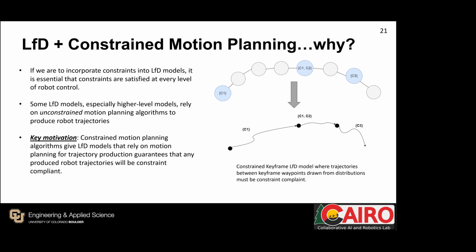So the key motivation is that constrained motion planning algorithms give LfD models that rely on motion planning for trajectory production guarantees that any produced robot trajectory will be constraint compliant.